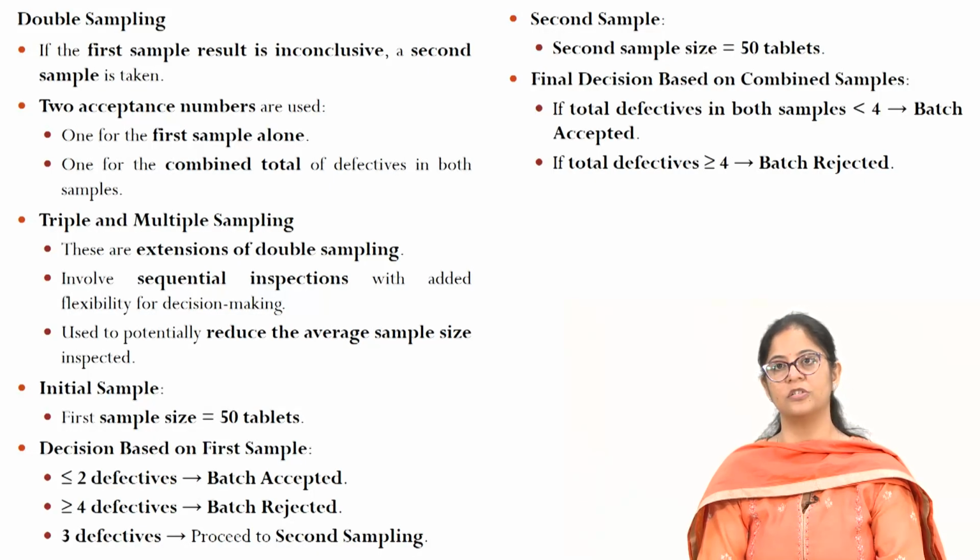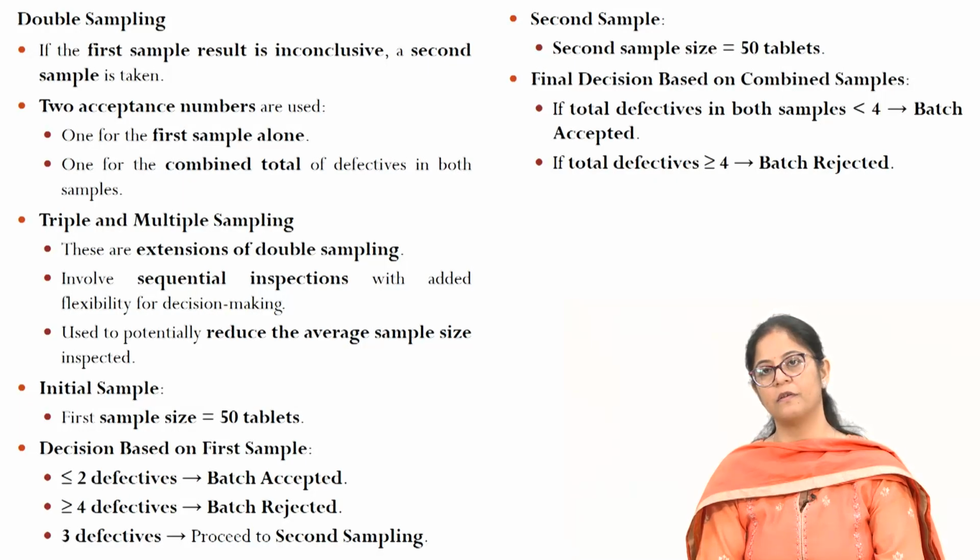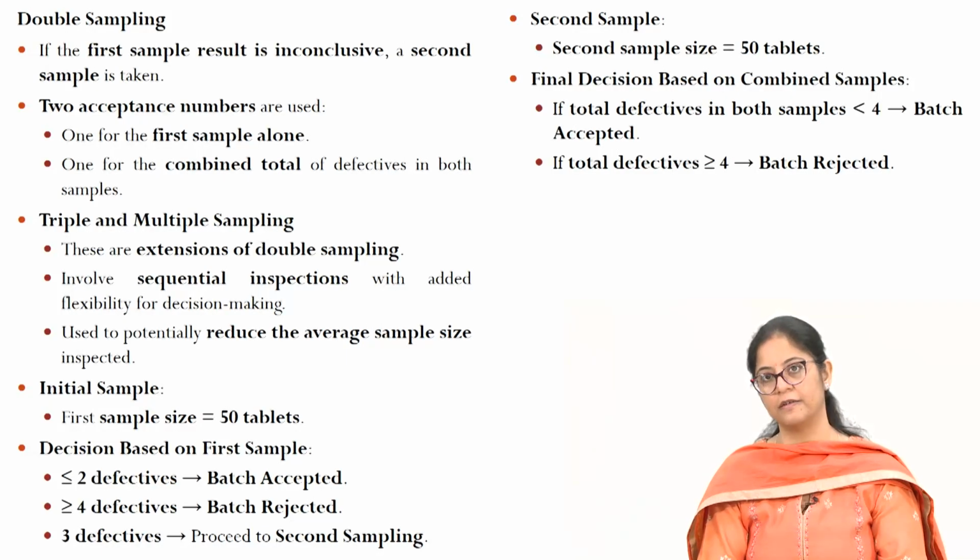These are extensions to the double sampling. This involves sequential inspections with added flexibility for decision making. This is used to potentially reduce the average sample size inspected. For example, in the initial sample, the size is 50 tablets. The decision is based on the first sample, wherein if there are less than or equal to 2 defectives, the batch would be accepted.